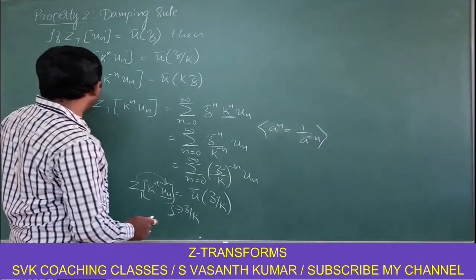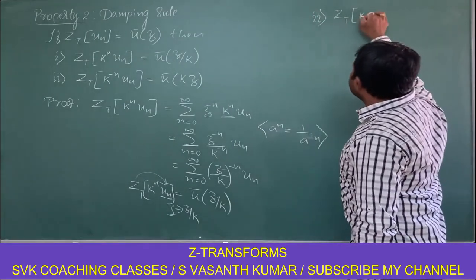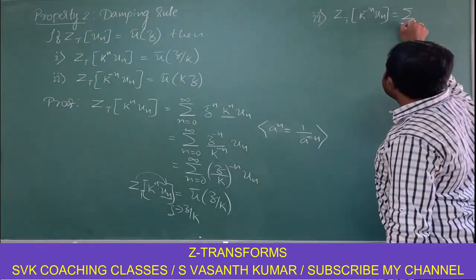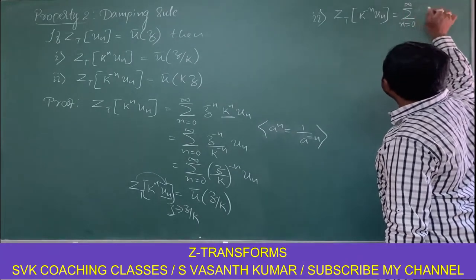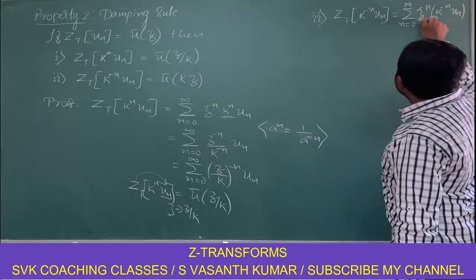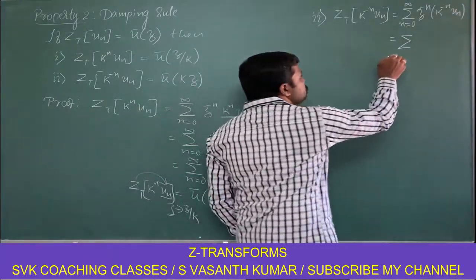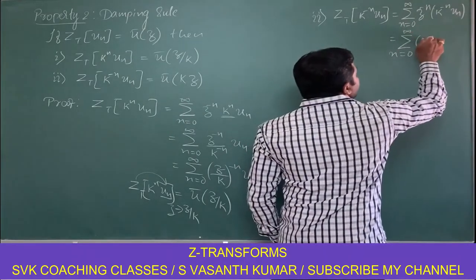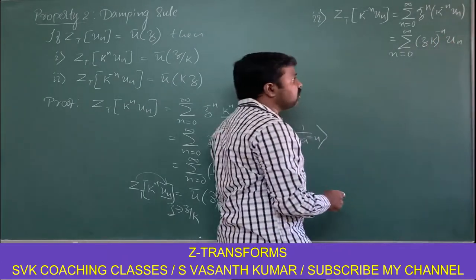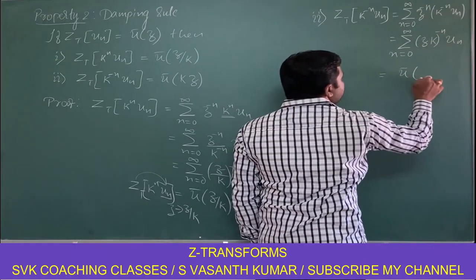Now if we go for the definition of the second one, Z transform of k power minus n into un. By definition of Z transformation, we can write this as summation n equal to 0 to infinity z power minus n into k power minus n un. By laws of indices, we can write that as summation n equal to 0 to infinity z k whole power minus n un, which is nothing but U bar of kz.